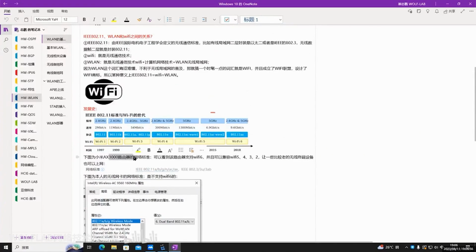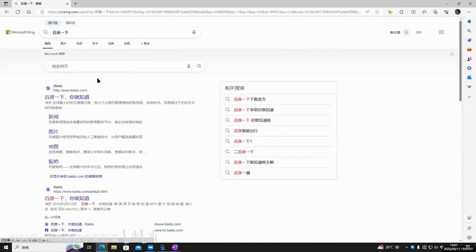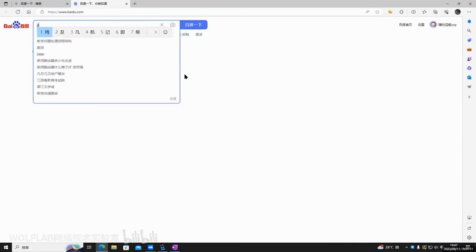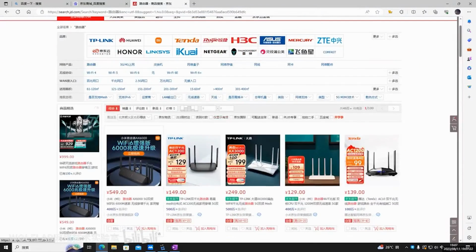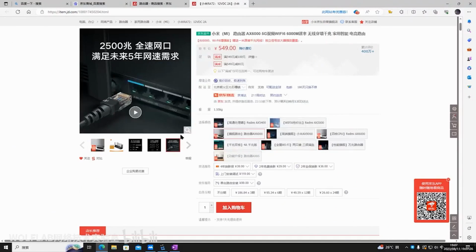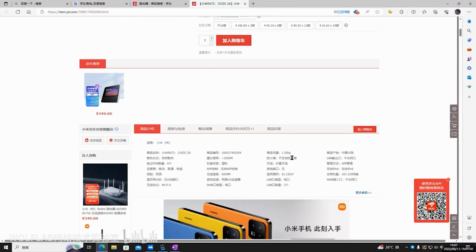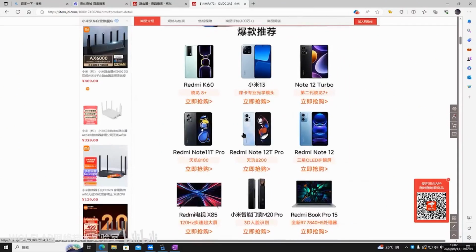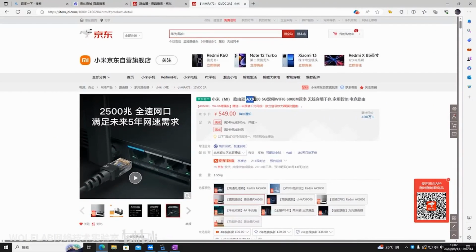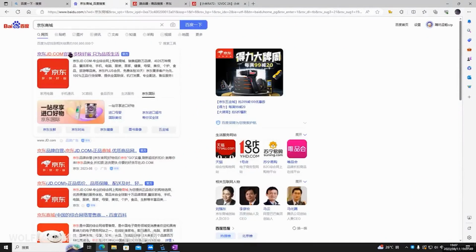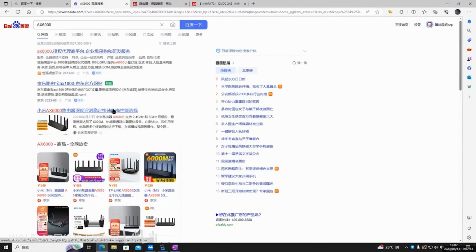Let me give you an example. Search on JD for a router. Just search for any. For example, let's take this router. This router will display the standards it supports. Let's see if it shows them. JD used to always display the network specifications, but maybe not anymore. We'll search directly for the model of this router. It's called the Xiaomi X6000. Directly search on Baidu. Then let's see Xiaomi's router.